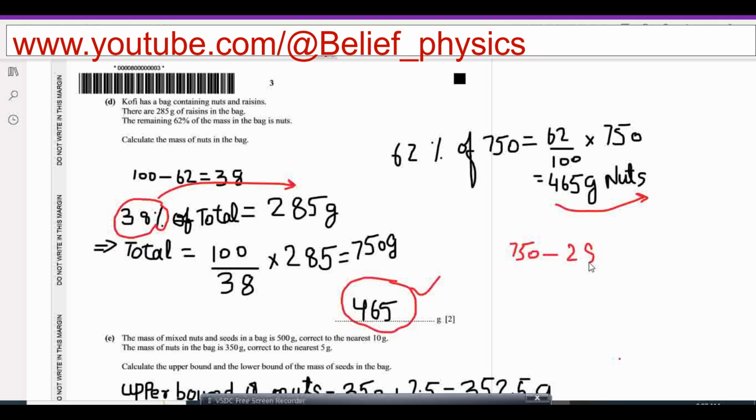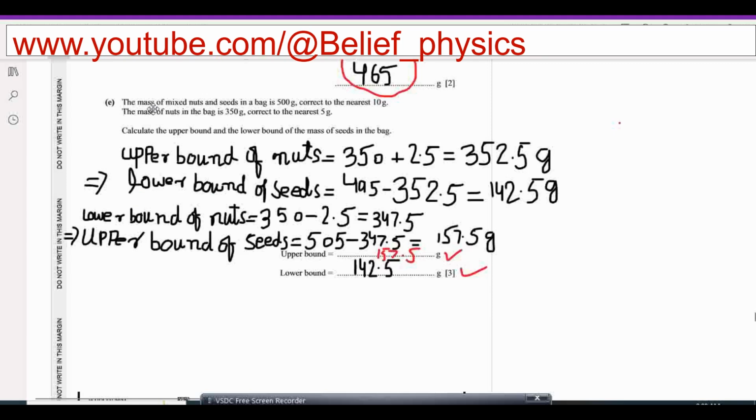So when you subtract 285 from 750, it comes out to be 465 grams. So in both ways the answer comes out to be 465. So the calculated mass of nuts is equal to 465 grams. We have done it.